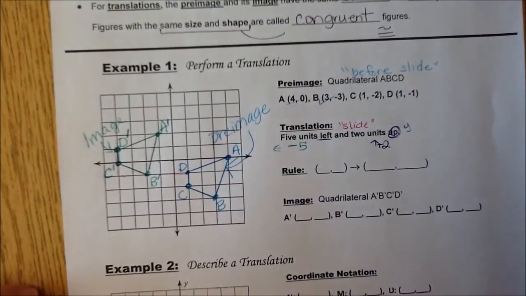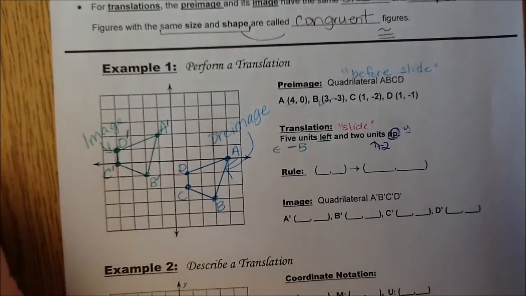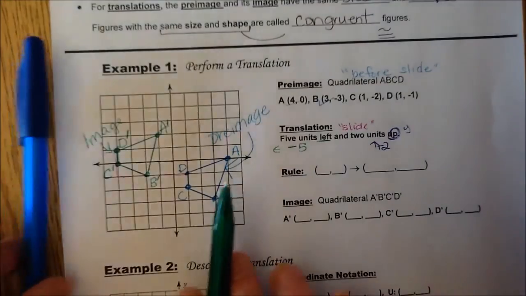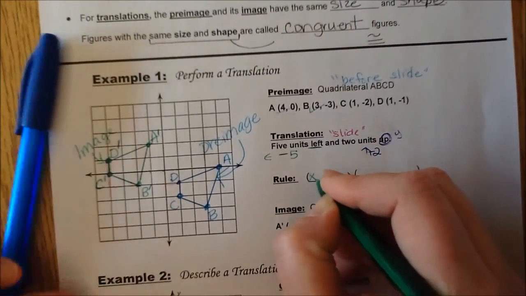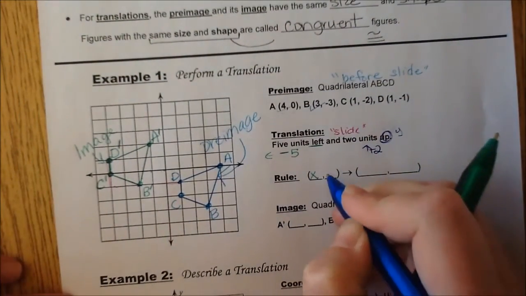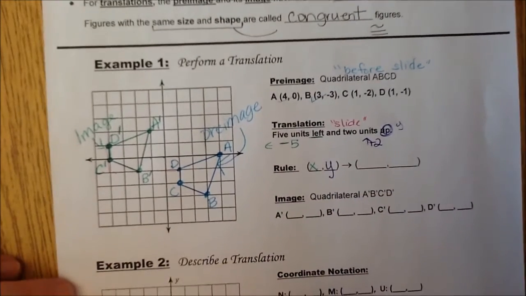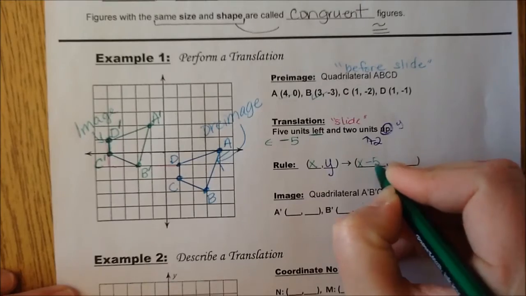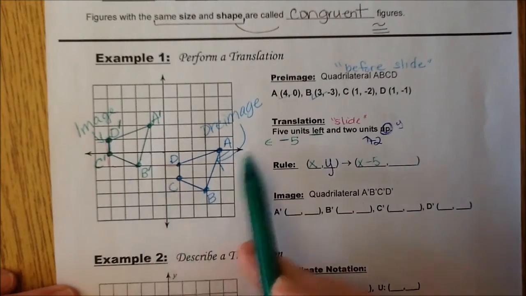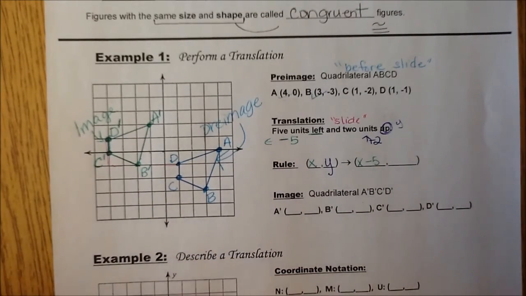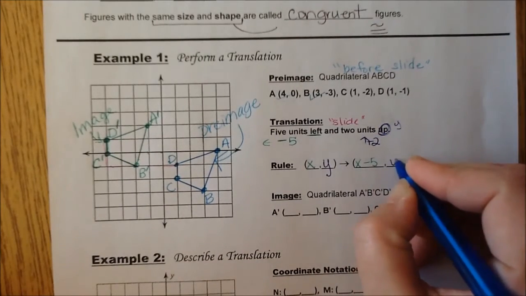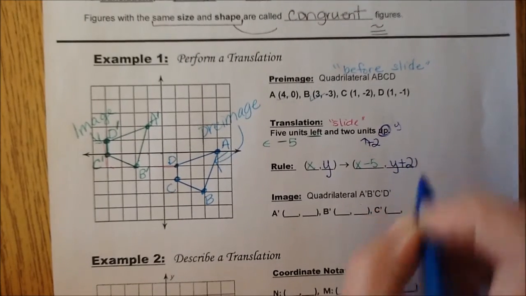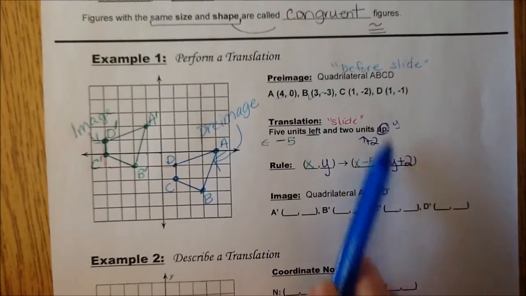Pre-image. All right, the rule. The rule is light green and dark blue. If I have my X in green, Y dark blue, what am I doing to each of those numbers? Well, X, I'm going to subtract 5 because I went to the negative side, 5 to the left. My Y, I'm going to add 2 because that's how I go up.